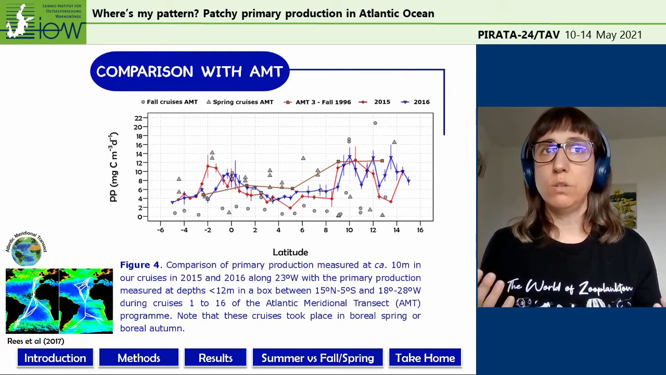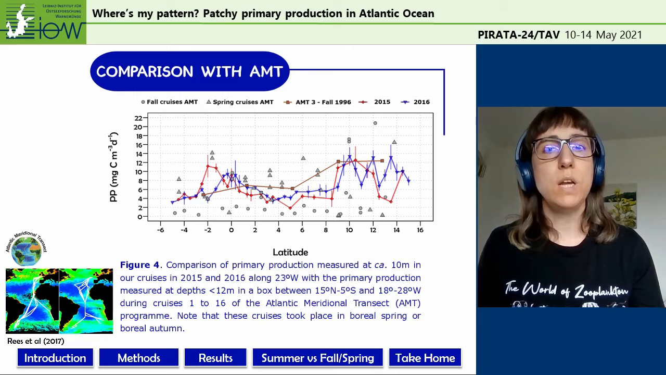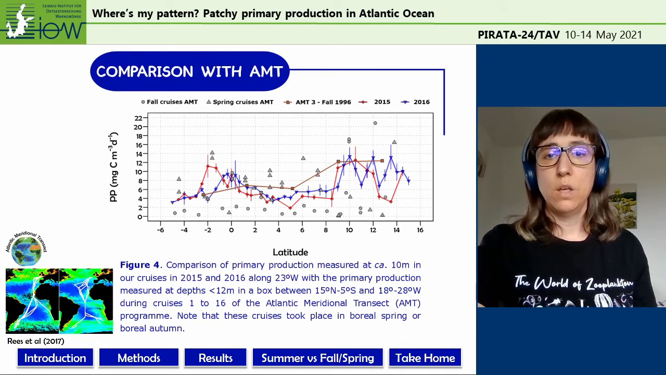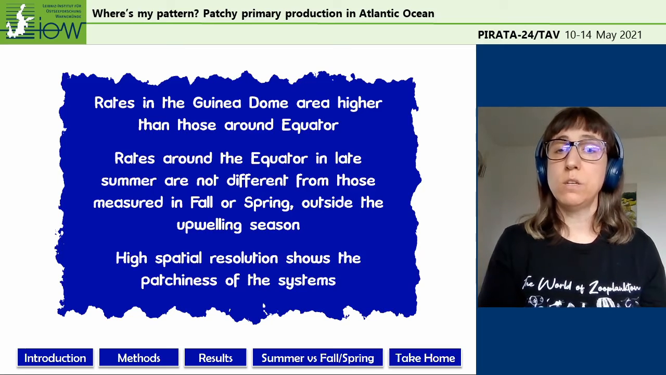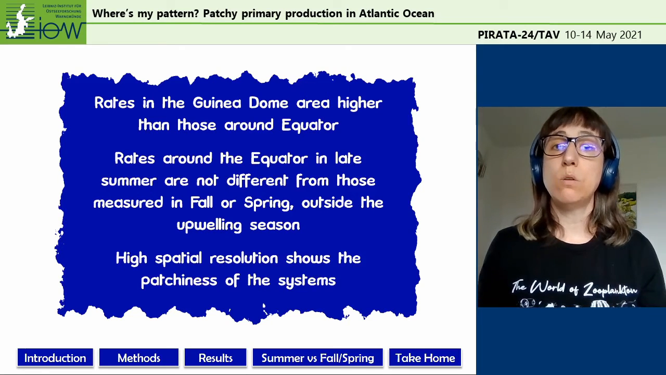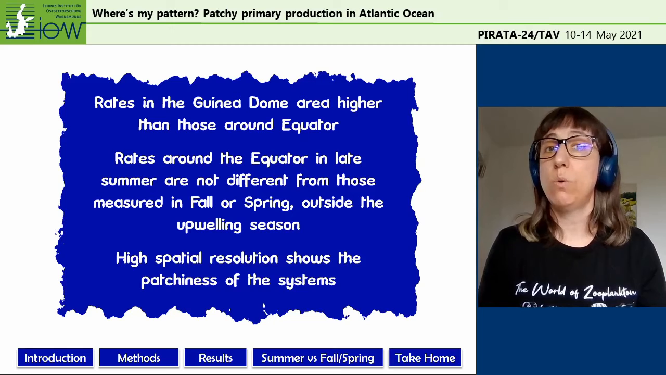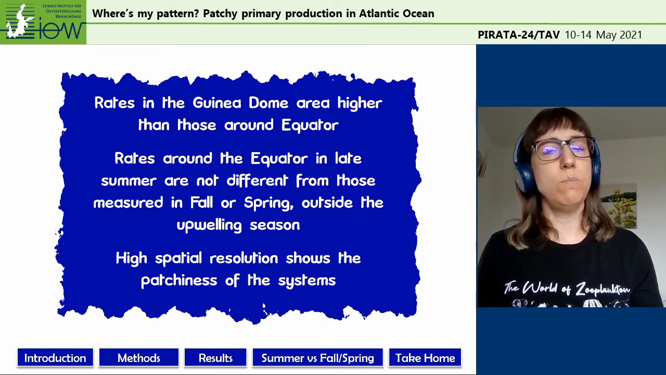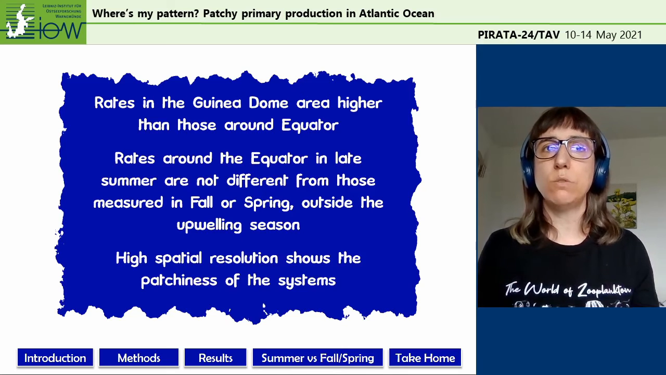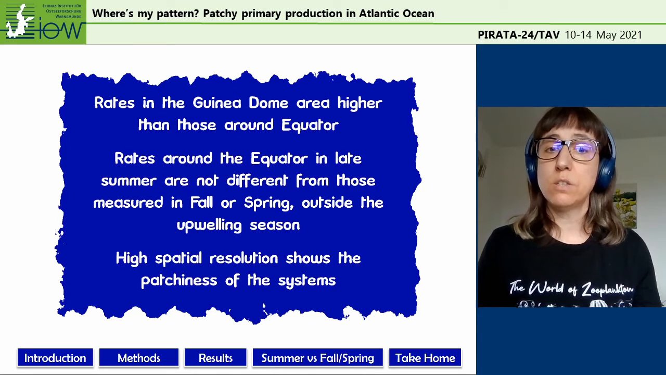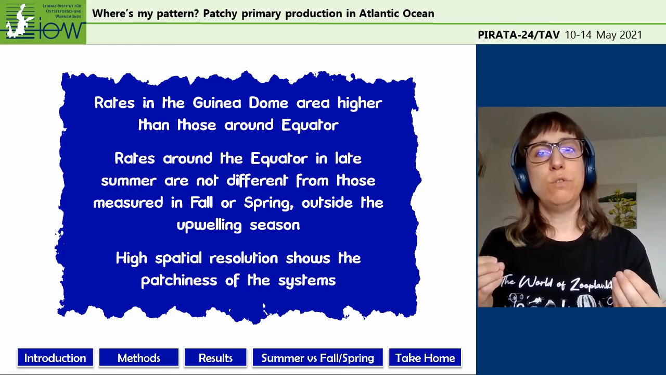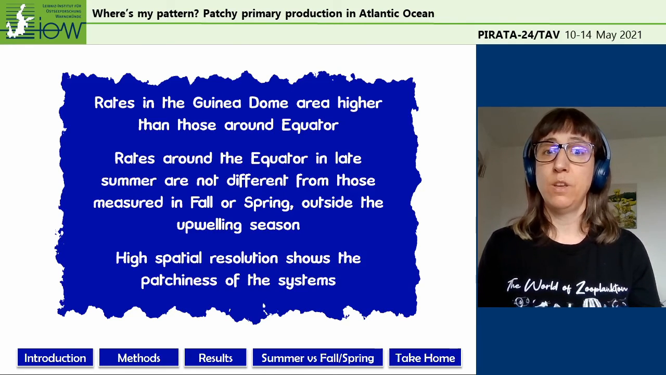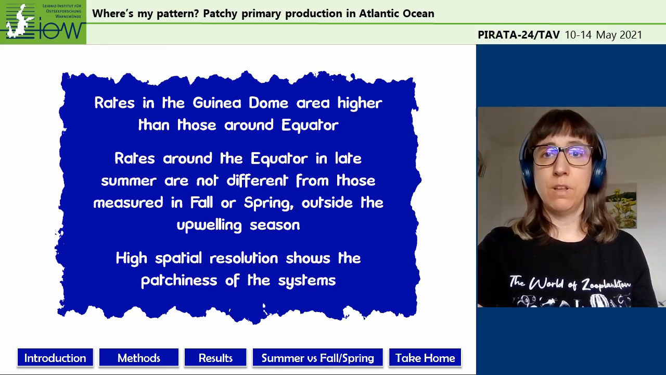So the question is, is the equatorial upwelling really bringing more nutrients to the surface, or what kind of nutrients is it bringing? So, summarizing the take-home message, the Guinea Dome seems to be more productive than the equatorial band. Then the rates around the equator are not extremely high, or not as high as we would expect relative to other seasons. And when you increase your spatial resolution, you see that the systems are more patchy than we would expect in an open ocean system. So thank you for your attention. I hope you enjoyed it.